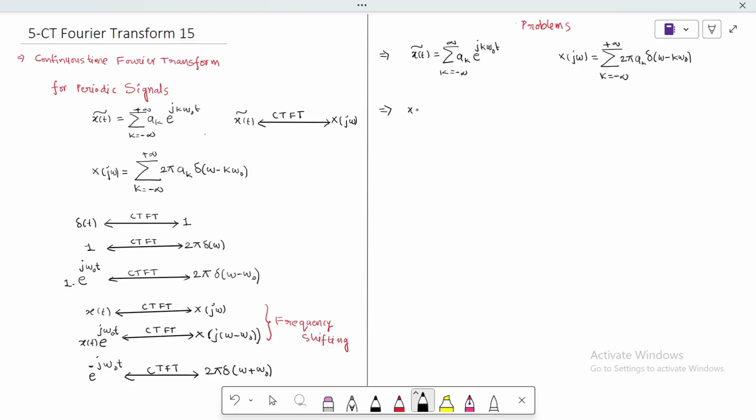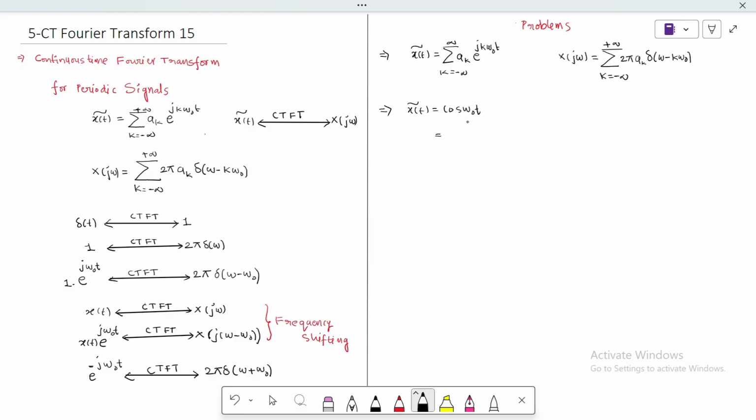Next, the periodic signal I am taking here is x of t equal to cos omega naught t. This is also a periodic signal. There are two ways to find the Fourier transform. You can convert cos omega naught t into exponentials, for which we already have the formulas. Otherwise, find the Fourier series coefficients for this periodic signal, then substitute ak in this equation, and you will get the Fourier transform. So this is the first method.